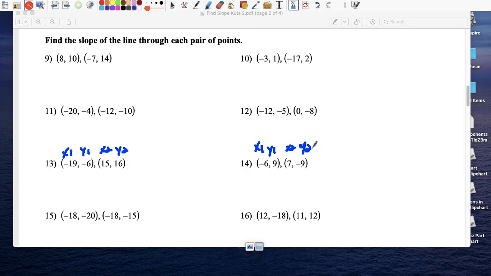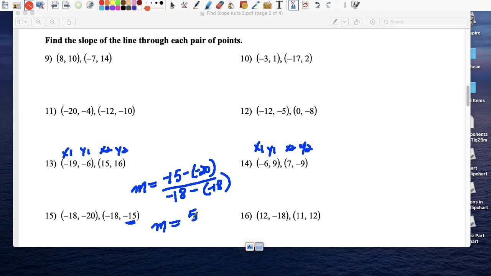X2, Y2. Then we have the last two. M equals, well, negative 15, right? Negative 15 minus negative 20 over negative 18 minus negative 18. So m equals negative 15 plus 20 is 5, positive 5. And negative 18 plus 18 is 0. Oh, look at that. We talked about this today. So 15, the slope is undefined.